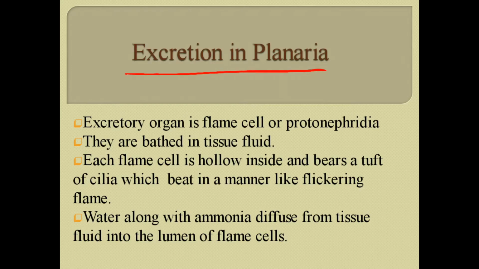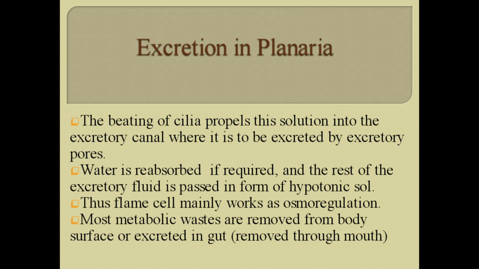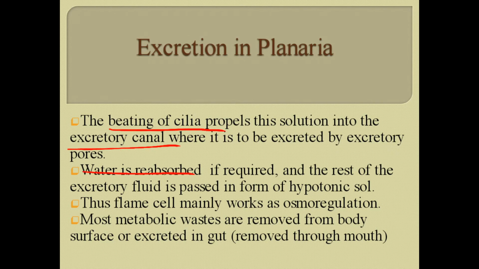So the text shows that the excretory organ is the flame cell or protonephridia, and they are bathed in the tissue fluid. Each flame cell is hollow inside and bears a tuft of cilia which beat like a flickering flame, hence the term flame cells. Water along with ammonia, a nitrogenous waste product, diffuses from the tissue fluid into the lumen of the flame cells, and the beating of cilia propels this solution into the excretory canal. Water is reabsorbed if required by the organism, and the rest of the excretory fluid is passed out as a hypotonic solution.